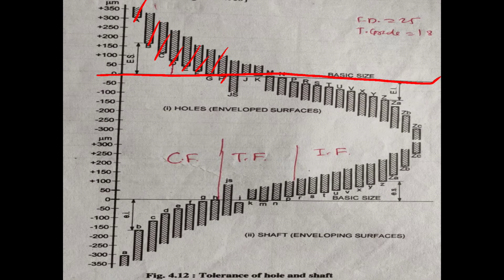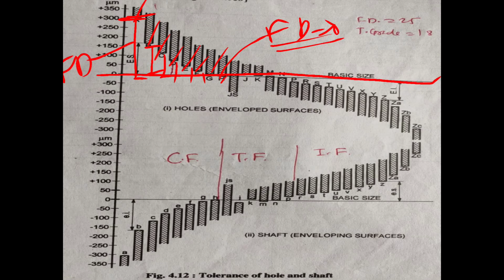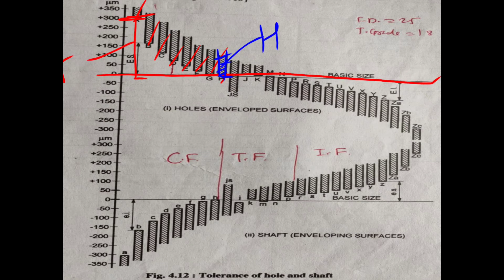Now what is fundamental deviation? For a hole, the deviation is the lower limit of the hole minus the basic size. For A type this is the fundamental deviation, for B type this much distance, then C, D, E. For H, the fundamental deviation is equal to 0, hence this type of hole H is used for the hole based system.